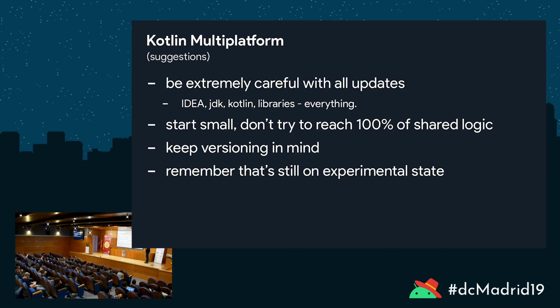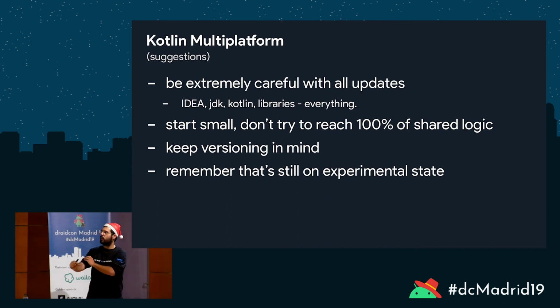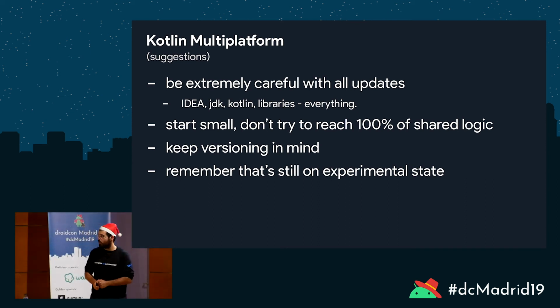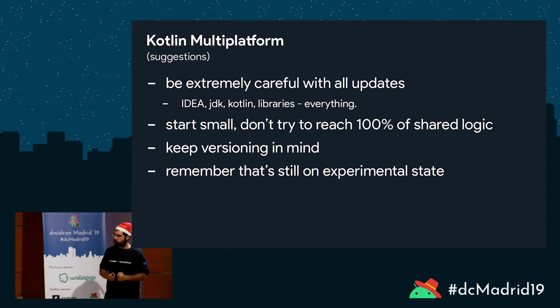Some last suggestions. Once again, be careful with updates. When you update a library, remember to test on all your platforms. There can be subtle changes that change something that you're not aware of. Start small. Don't try to reach 100% of shared logic. Once again, it's still experimental. Do it at your own risk. And keep versioning in mind, okay? If something is stable in a specific release, wait a bit until you hear feedback about the next releases, okay?